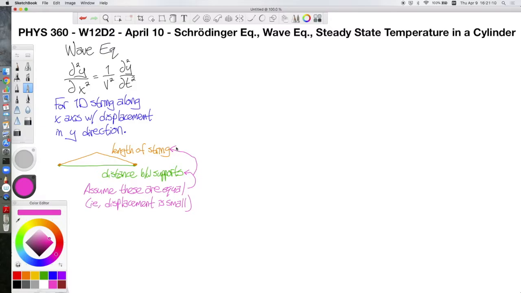So we're going to start this problem the same way we have for all of these problems so far. We are going to assume a separable solution. So our displacement y as a function of position and time will be given as a function capital X just in terms of x and a function capital T just in terms of t. We're going to plug this into the wave equation and divide by XT to get the following.